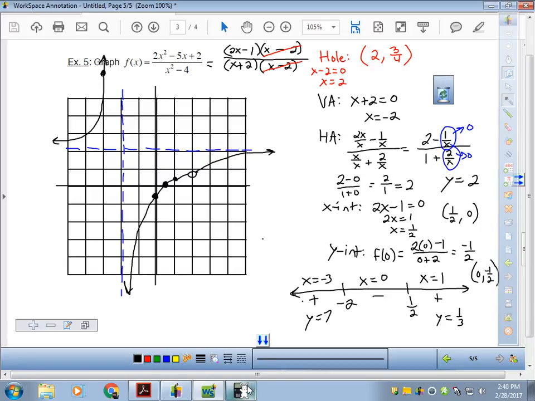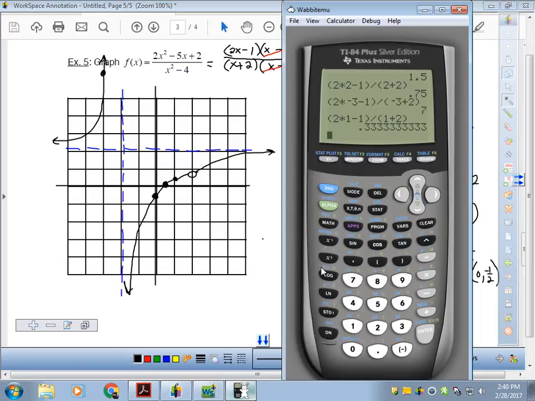I do want to show you the graph of this one really quick, just so you can kind of see it. So on the top, I have 2x squared minus 5x plus 2 divided by, on the bottom, I have x squared minus 4. So when I hit graph, you see it kind of looks like our picture. But you'll notice that it doesn't show a hole like ours does.